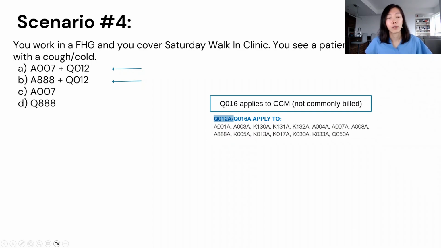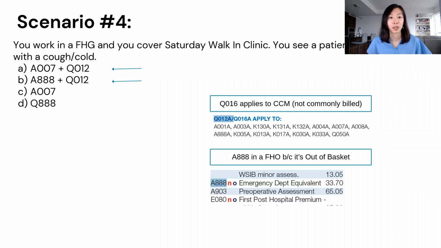So the reason why A007 and A888 are both correct, although personally I would say that A888 is a little bit more correct here, is because A888 is an out-of-basket code. So if you're working in a walk-in clinic, and a patient that's not yours sees you in person and they are already rostered to a FHO, billing the A888 will not negate the billing of that other FHO doctor's patient for coming to see you. A007 would, because it's an in-basket code. So either way, you would still get paid the same, regardless if you billed A or B, but it just kind of depends on being collegial to some of our colleagues who work in a FHO practice. So this is what I mean by the A888 being out of basket here.